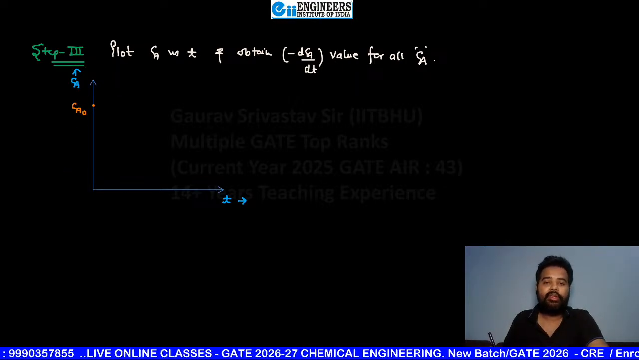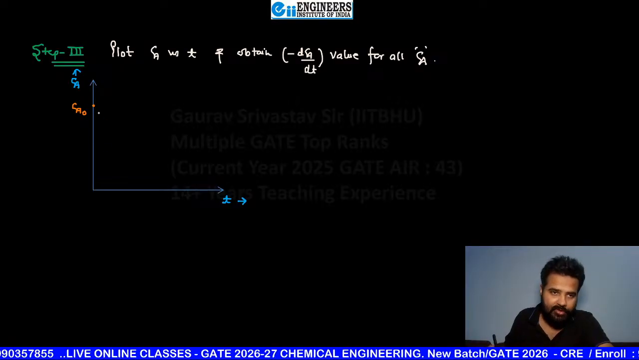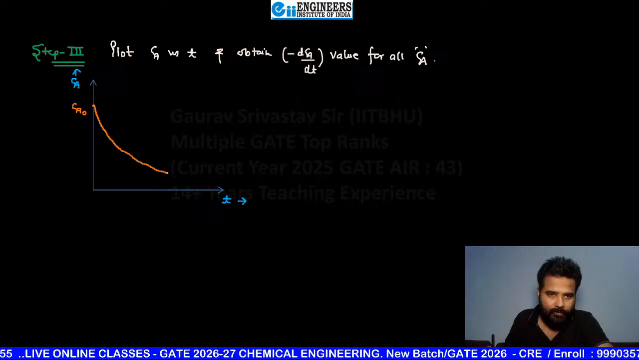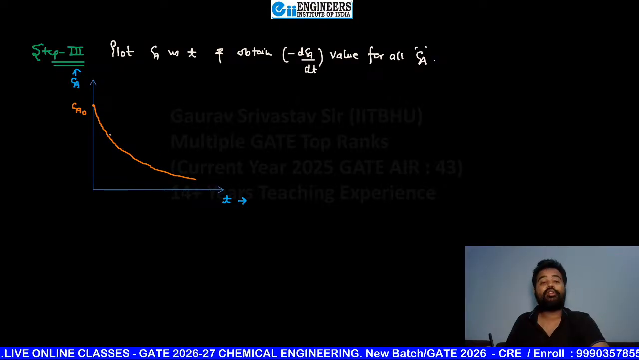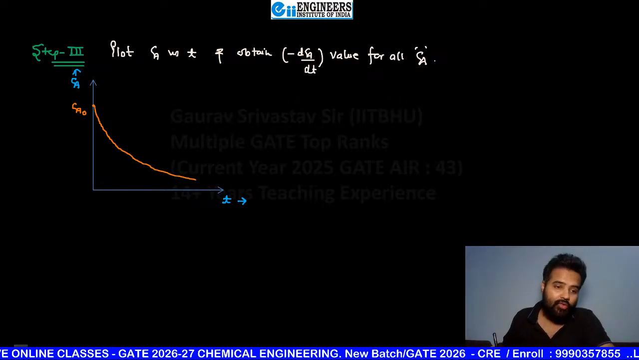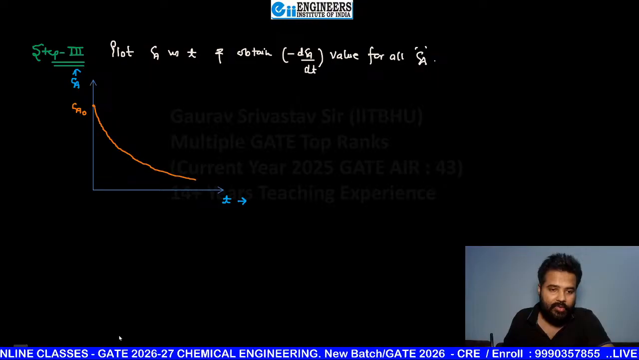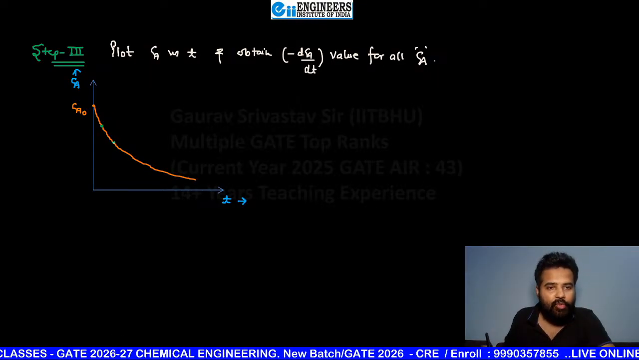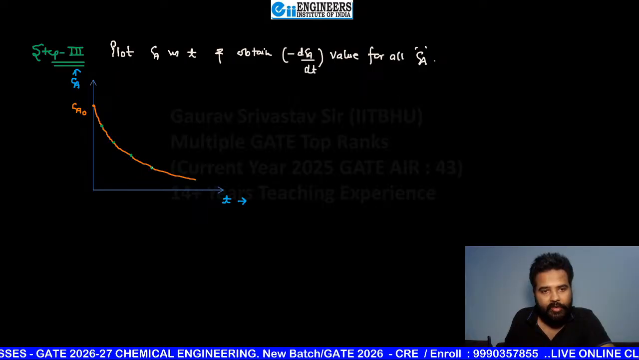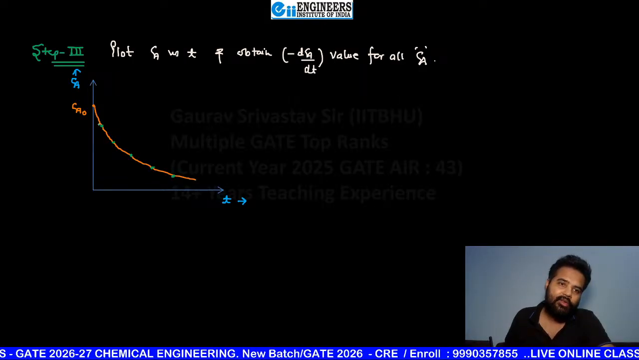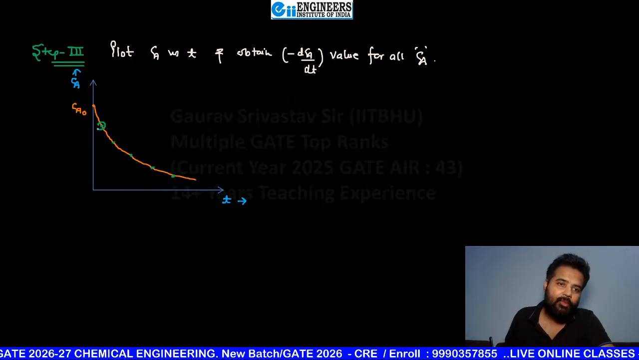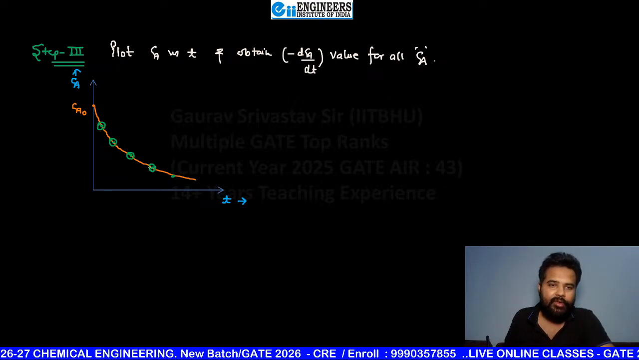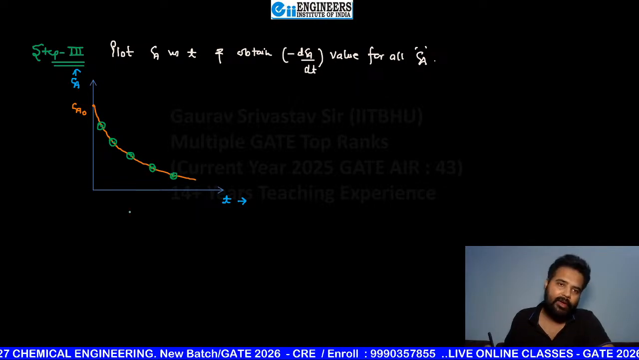Now I am drawing a typical graph. Suppose the graph is like this. The graph that you are getting is like this. Suppose this graph corresponds to these points, this point, this point, this point. These are the points that you used in order to draw this graph with the help of the T versus CA data.